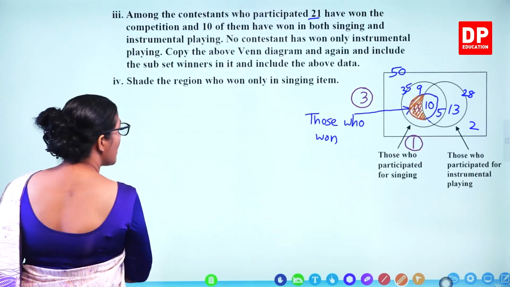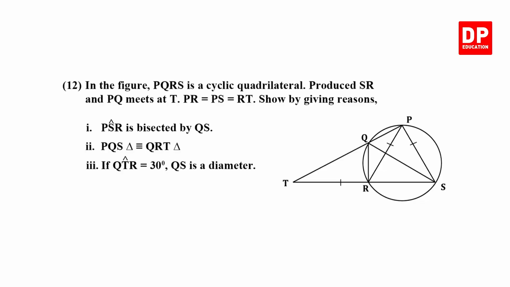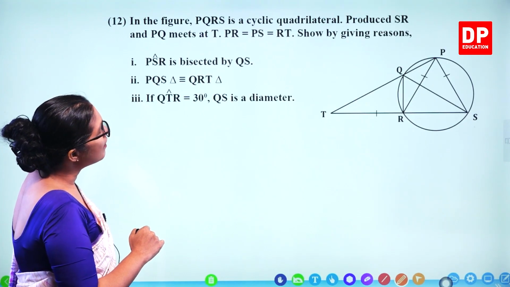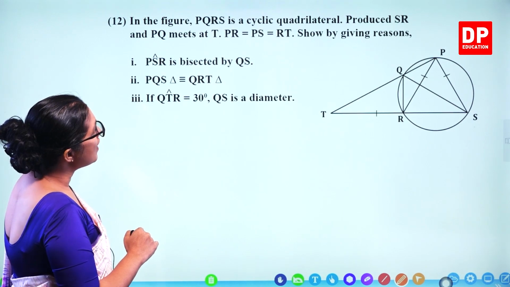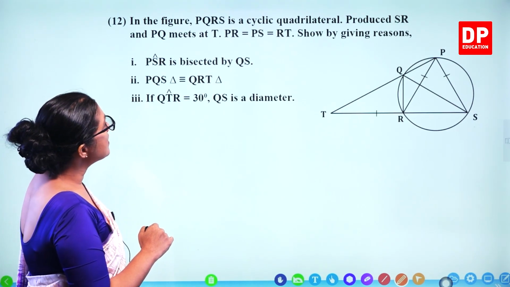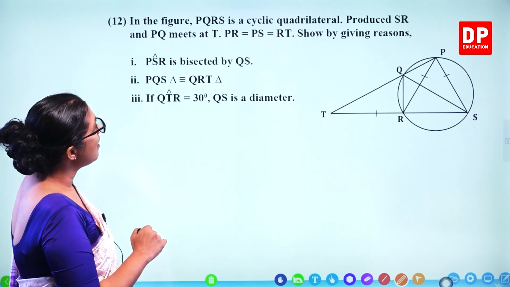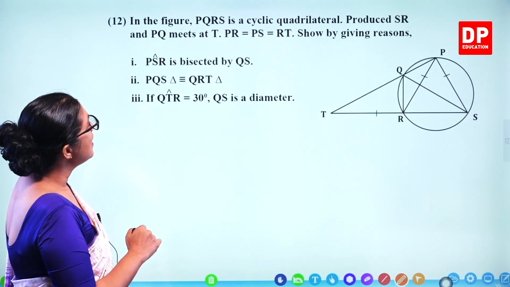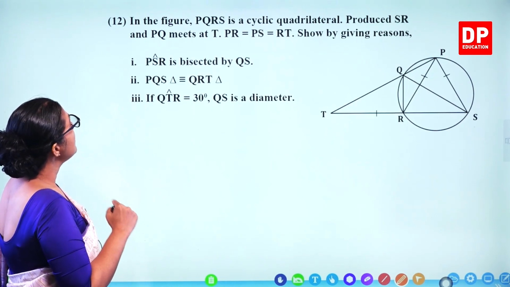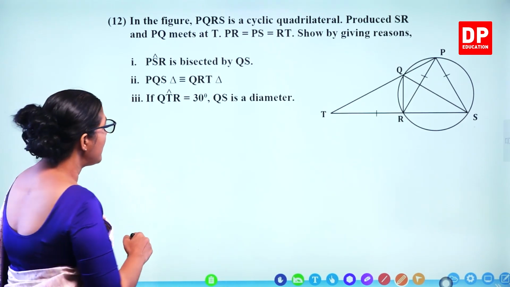Now let's do the last question. Question number 12. This is about circle theorems. In the figure, PQRS is a cyclic quadrilateral. Produced SR and PQ meet at T. Show by giving reasons that PR, PS, RT are equal. 3 steps are there, so we'll do them separately.